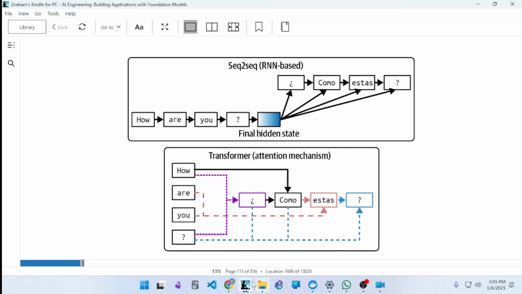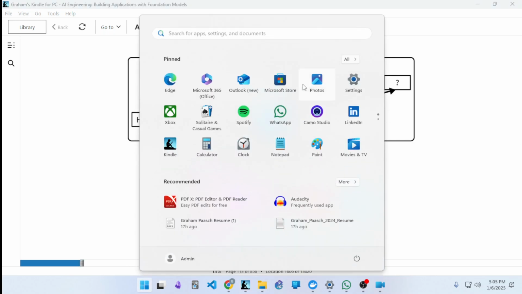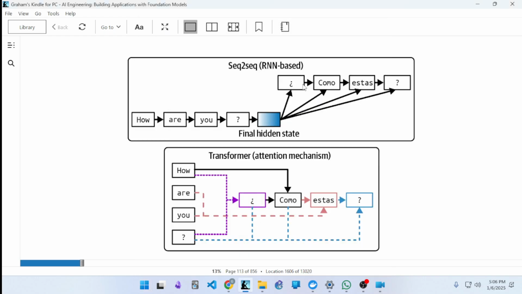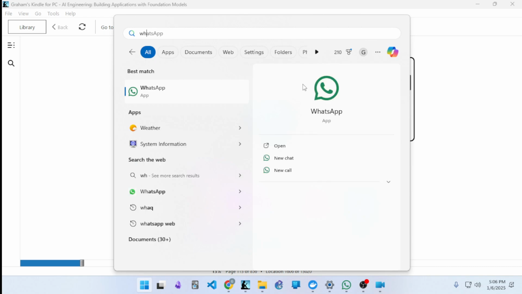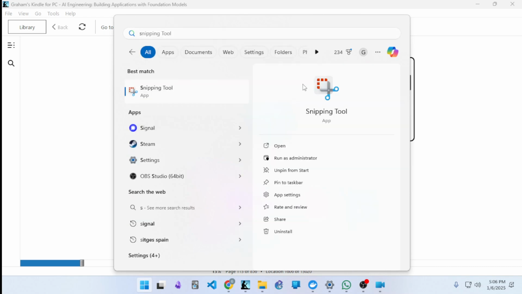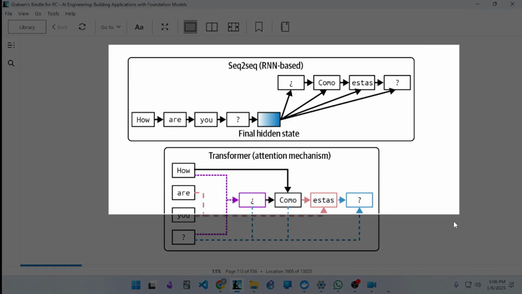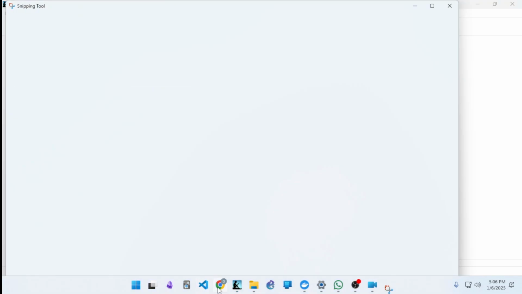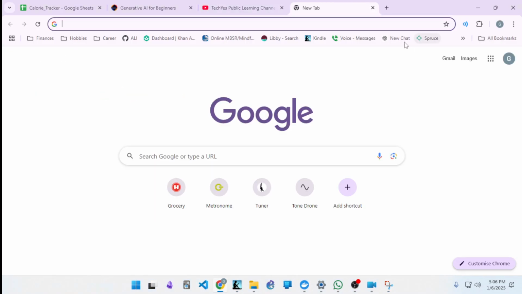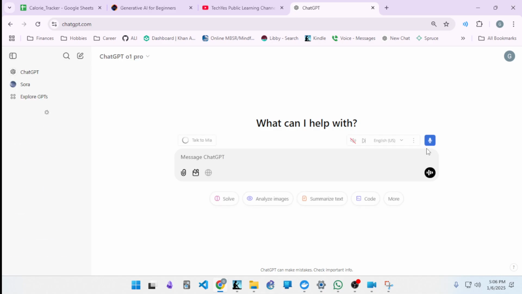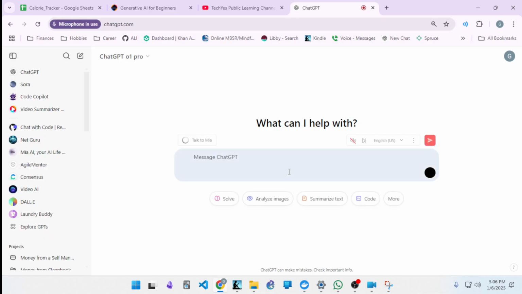Interesting. You know what? Let's live in the modern world here and explain this. We'll just go to ChatGPT and say, explain this in simple, plain English.